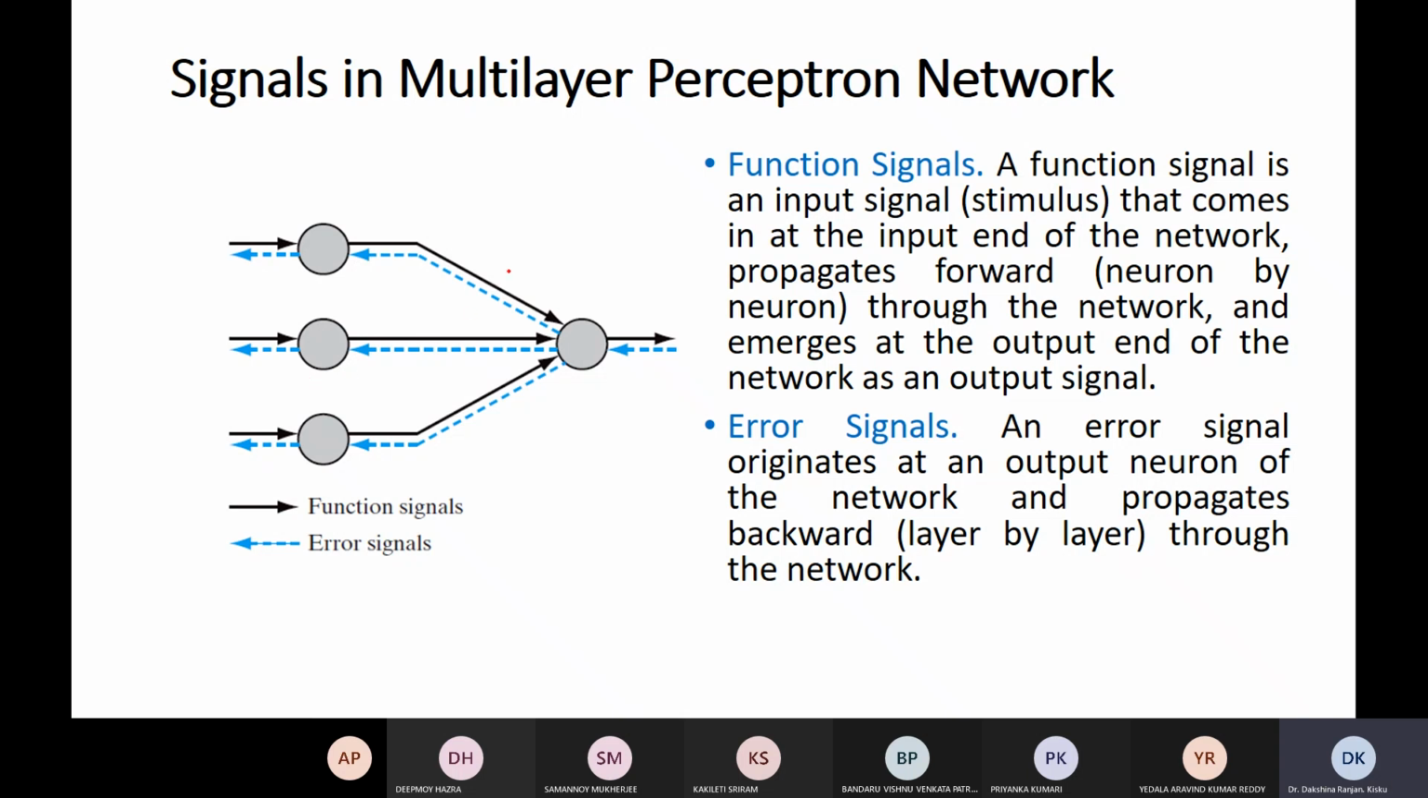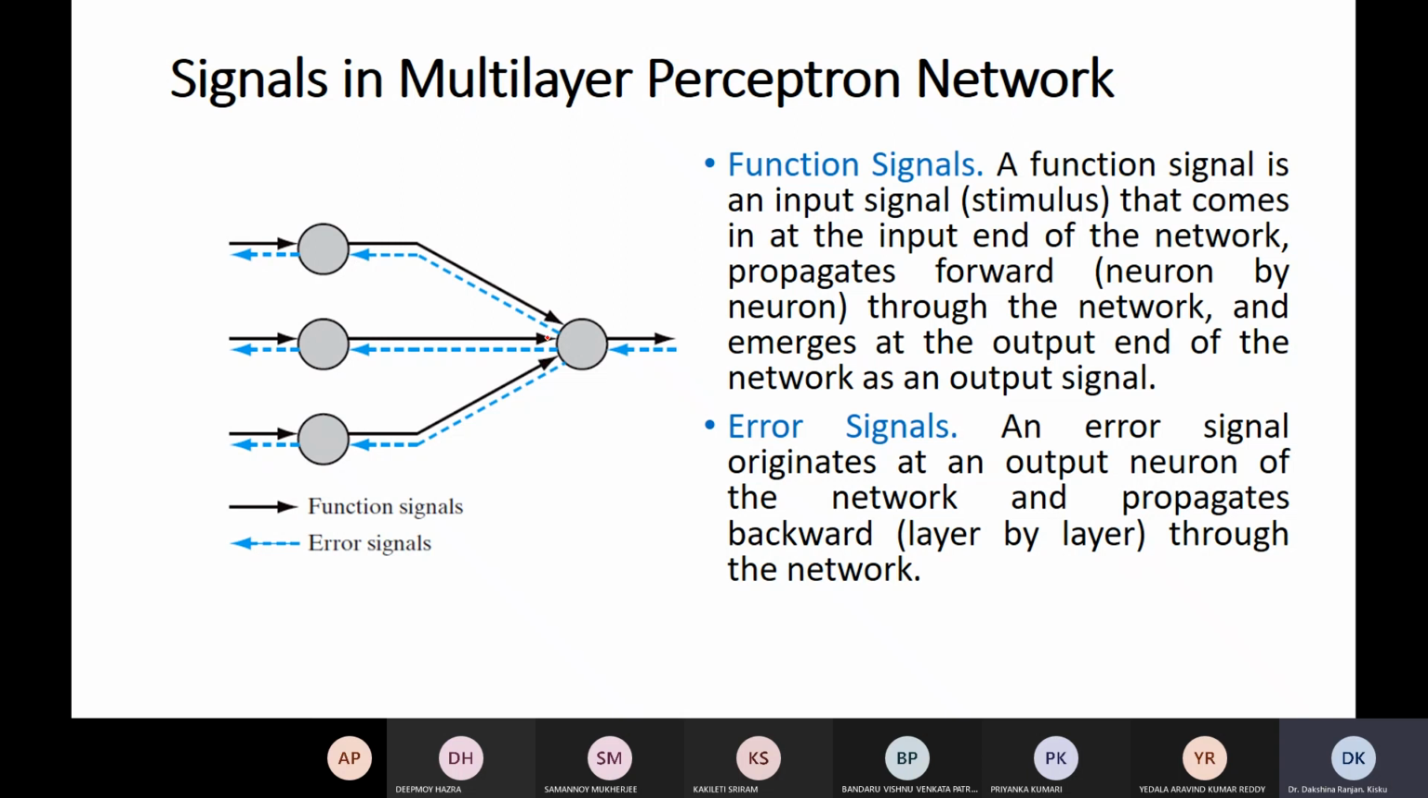The functional signal can be considered as an input signal, or in other words, the stimulus that comes in at the input end of the network. That means this functional signal is initiated at the input layer. These functional signals are propagated through the network links in the forward direction, and finally emerge at the output end of the network as the output signal. So the functional signals are propagated through the links of the multilayer perceptron network and emerge at the output layer as an output signal.